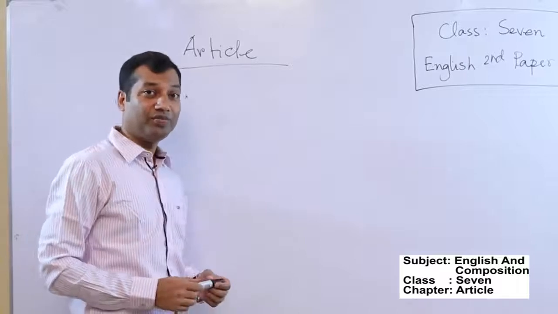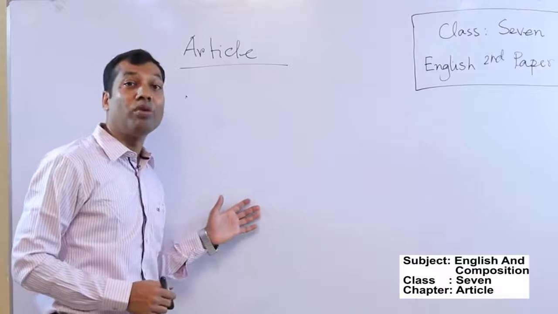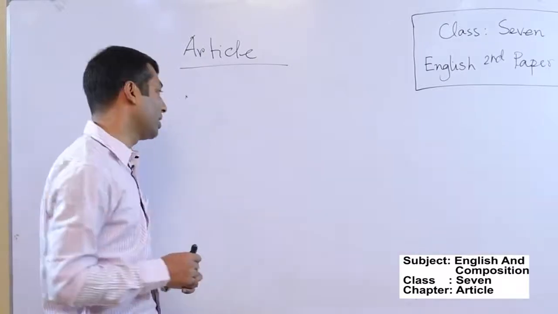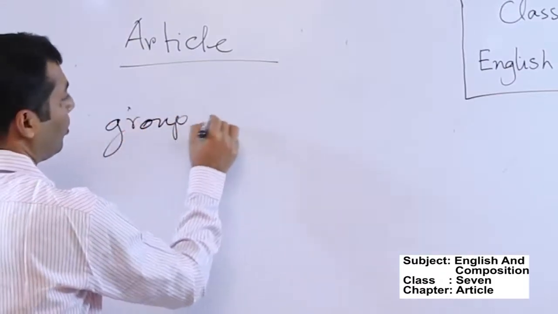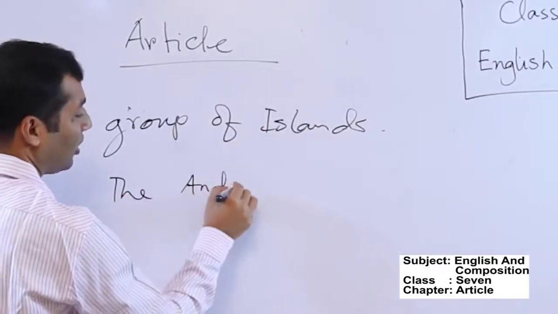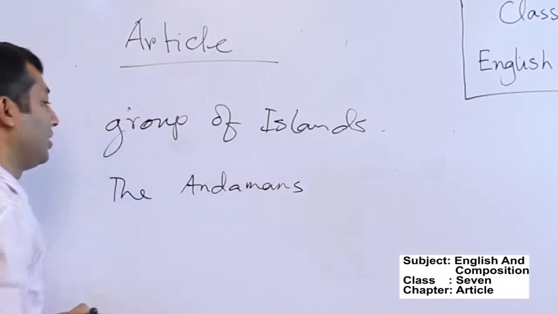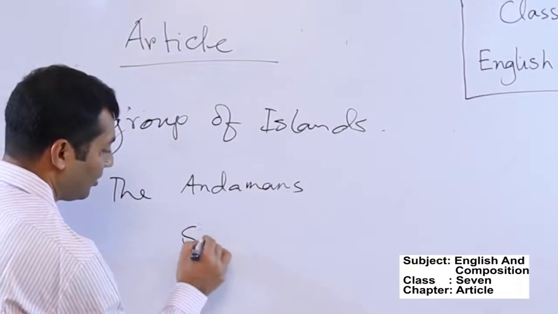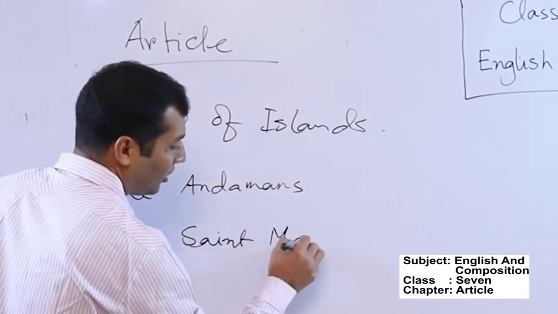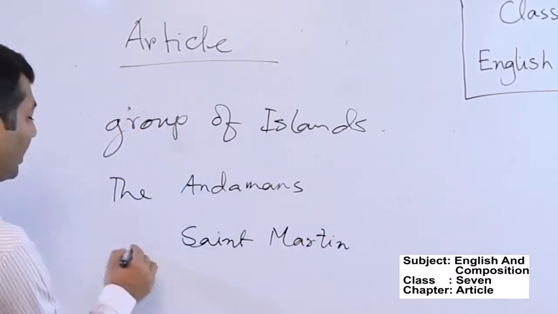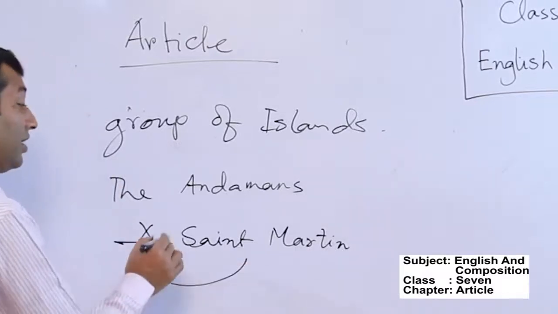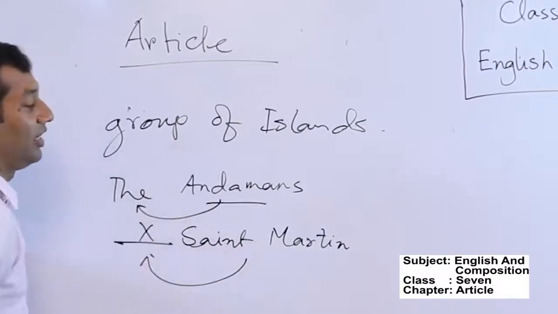Now, before a group of islands, if you see a name that refers to a group of islands, you need to use the article the. But if it is a single island, no article will be used. For example, the Andamans, the group. But if you say Saint Martin, you know, there is only one coral island in Bangladesh, that is Saint Martin. So here the word Saint Martin doesn't take an article because this is a single island. So no single island will take the article the. But if it is a group of islands, it will take the article the. Now come to the next rule.